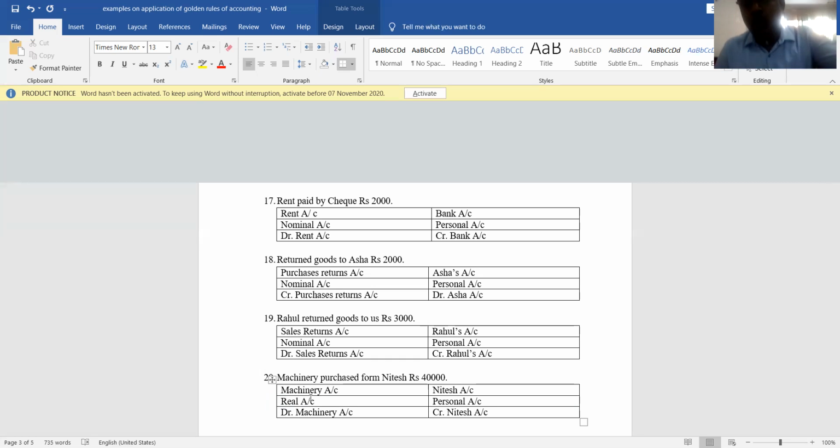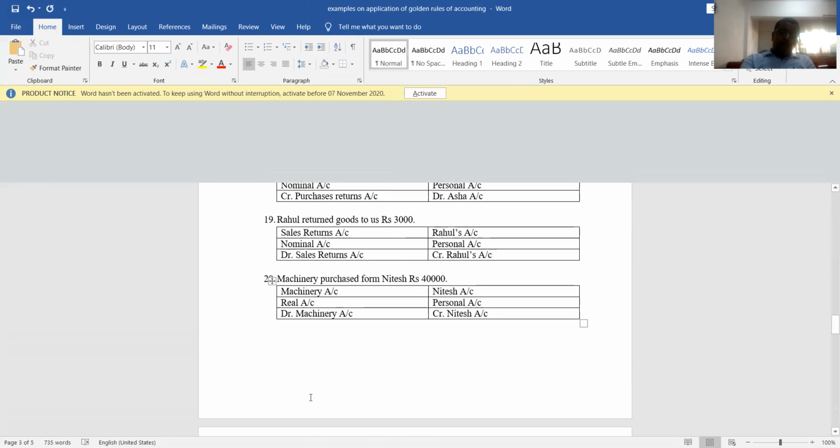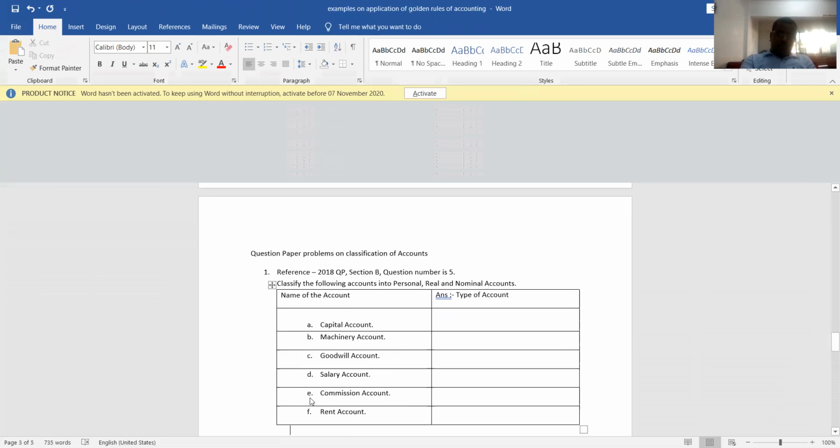Purchases account should be used only in case of goods. It cannot be used in case of assets. Understood? Whether it is purchase of an asset or sale of an asset, it will affect the asset account. It will not affect the purchases account and sales account. Actually, purchases account and sales account are meant only for recording goods. They are not meant for recording assets. It is all about how to apply golden rules of accounting. Okay.